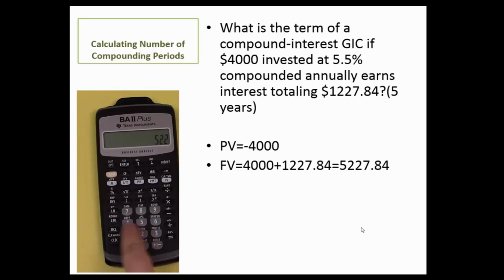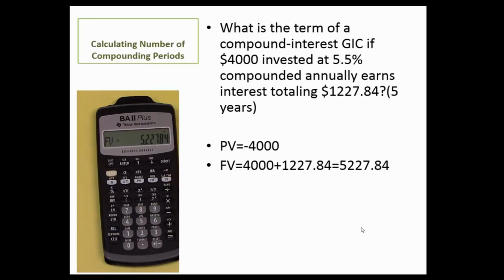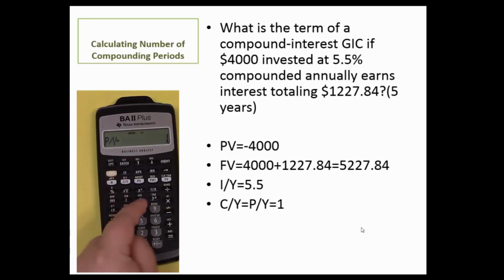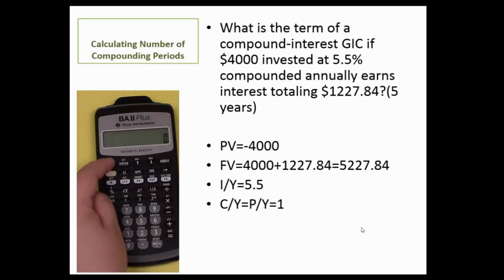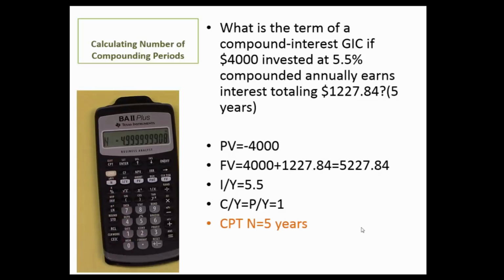The future value is the present value of 4,000 plus the compounded interest of 1,227.84. The interest rate is 5.5%. The compounding is 1. Next, press compute and then N. The answer is 5 years.